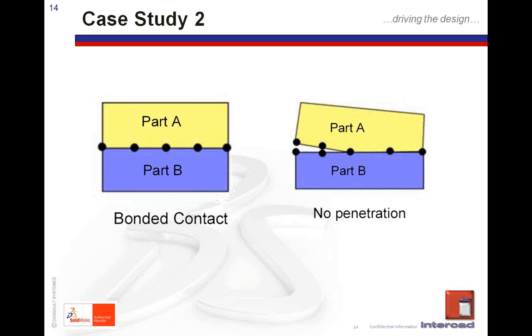Whereas in no penetration contact, the software prevents interference between two parts but allows gaps to form. Computationally, this is the most demanding one, but it gives excellent results. These contact types will be the ones that you'll use frequently.